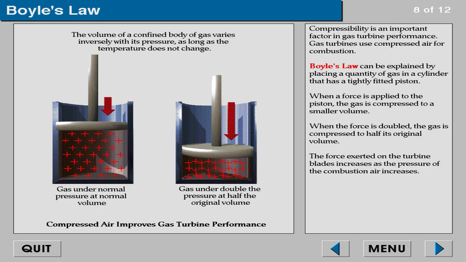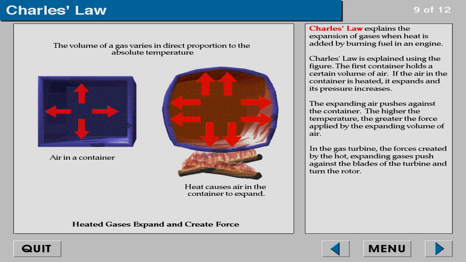Charles's law explains the expansion of gases when heat is added by burning fuel in an engine. Charles's law is explained using the figure. The first container holds a certain volume of air. If the air in the container is heated, it expands and its pressure increases. The expanding air pushes against the container. The higher the temperature, the greater the force applied by the expanding volume of air. In the gas turbine, the forces created by the hot, expanding gases push against the blades of the turbine and turn the rotor.